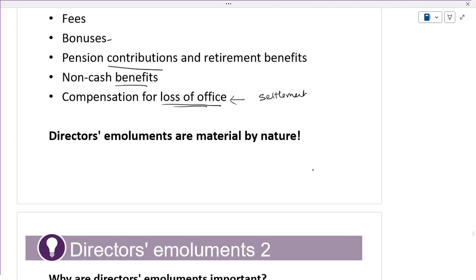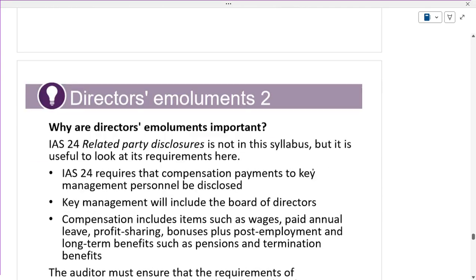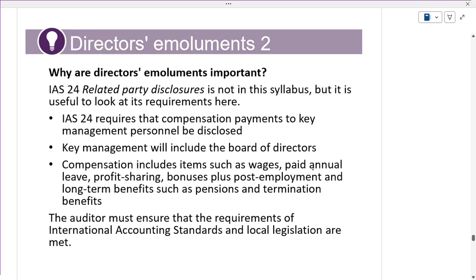They say that directors' emoluments are material by nature. Why are directors' emoluments important? It is related to a little bit of accounting. IAS 24 related party disclosures is not in this syllabus, but it is useful to use the requirements. It is not in the syllabus, but it is part of the requirement.